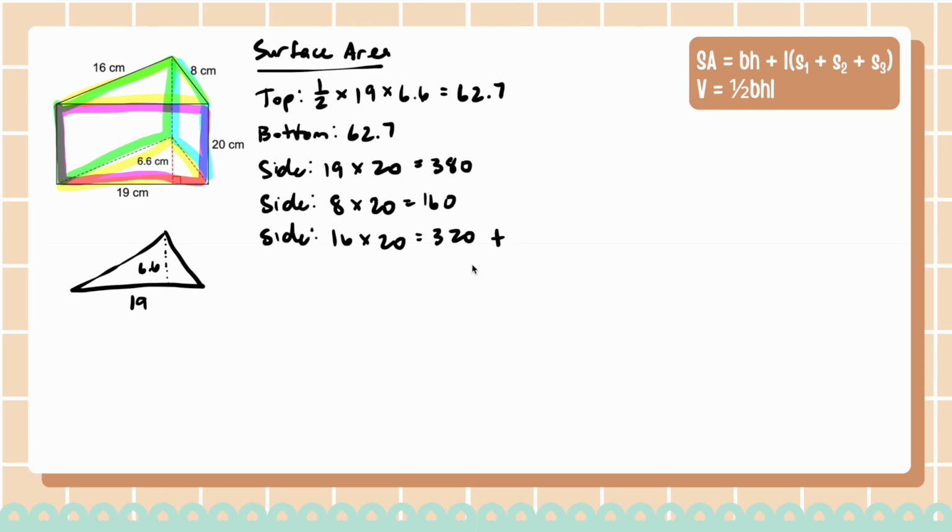All right, adding up all of my 5 sides gets me 985.4 centimeters squared. And that's my final surface area.